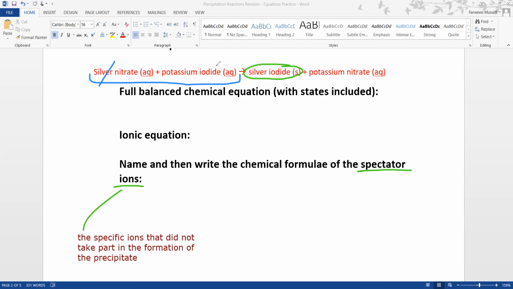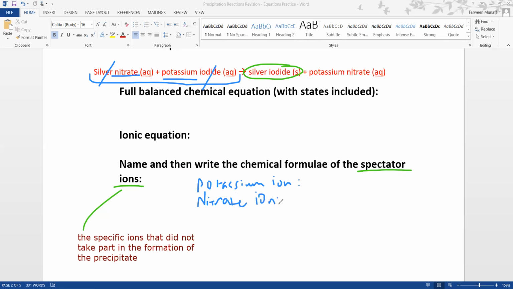Cross out silver, cross out iodide. Okay, my two spectator ions are thus the ones that are left over, which are potassium ion, that's how I name it, and then I've got my nitrate ion. Okay, that's how I name it in words.